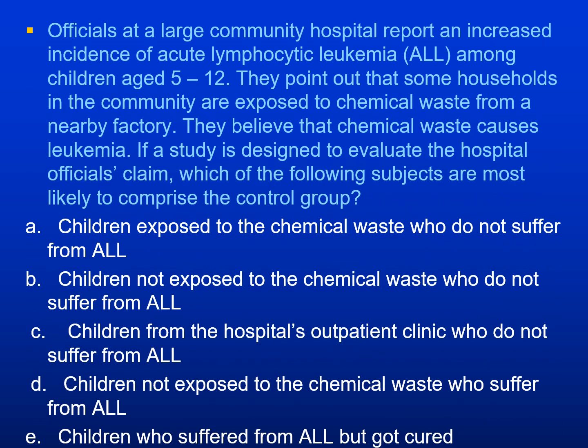comprise the control group? So whom are you going to choose as a control group? Children exposed to the chemical waste who do not suffer from acute lymphocytic leukemia, or children not exposed to the chemical waste who do not suffer from acute lymphocytic leukemia, or children from the hospital's outpatient clinic who do not suffer from acute lymphocytic leukemia, children not exposed to chemical waste who suffer from acute lymphocytic leukemia, or children who suffered from acute lymphocytic leukemia but got cured.